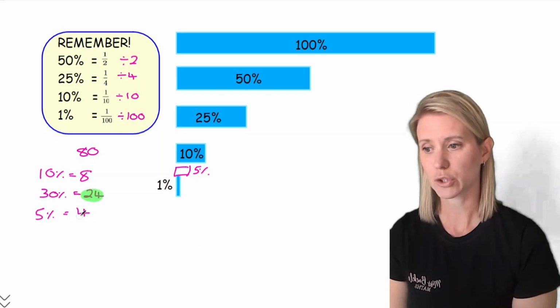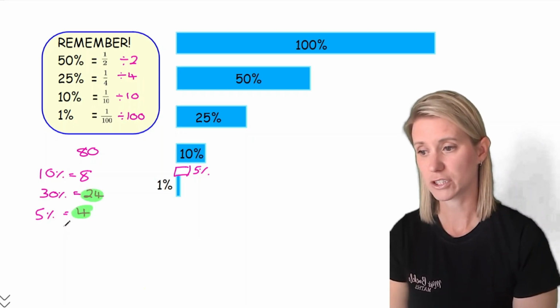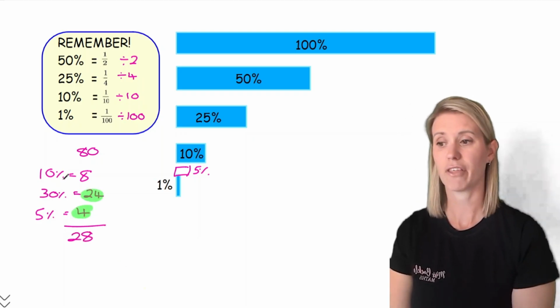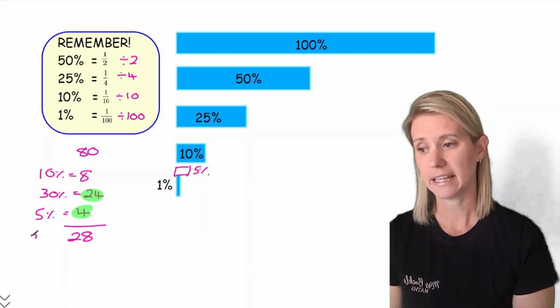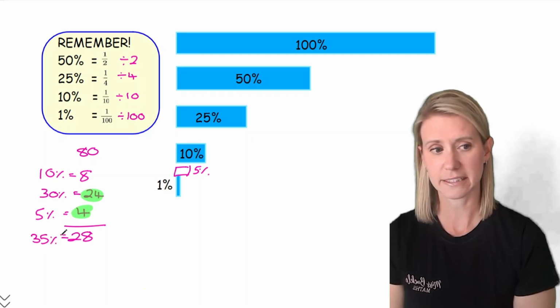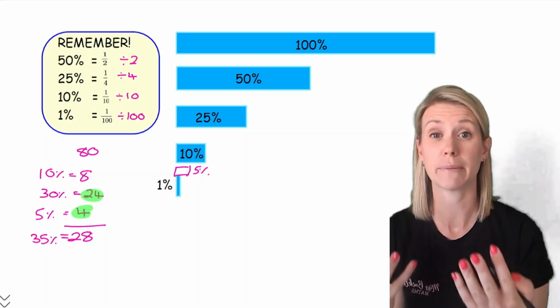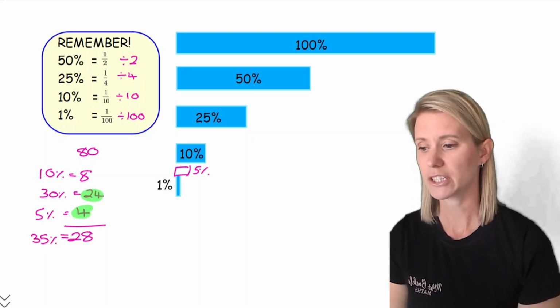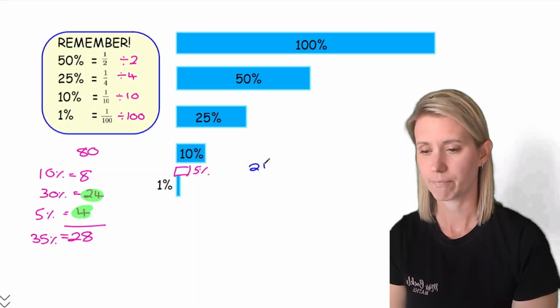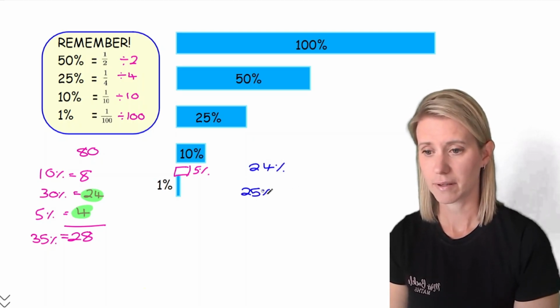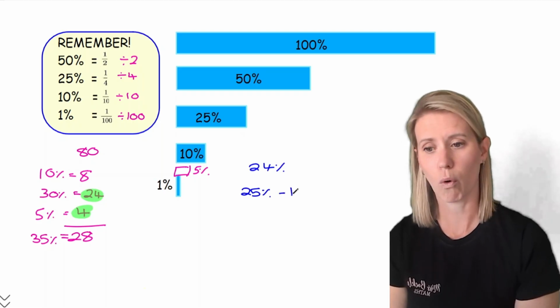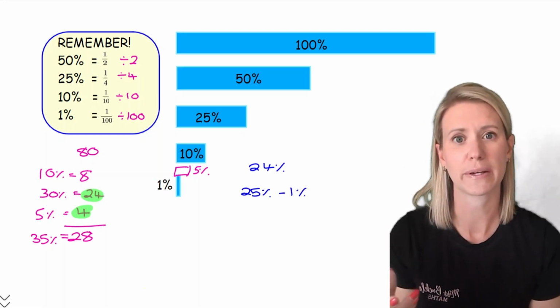If we add together the 24 and the 4, that gives us 28. We then have the 35% in total. 30% plus 5% gives you 35%. So there are ways that you can build up to make any percentage. If I wanted 24%, I could find 25% and then I could subtract 1% from it. That would give me my 24%.